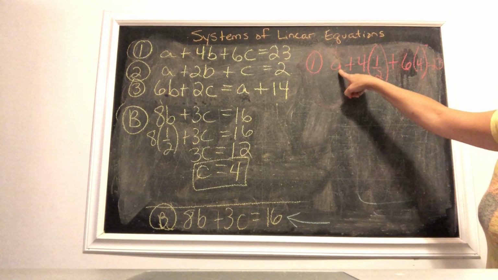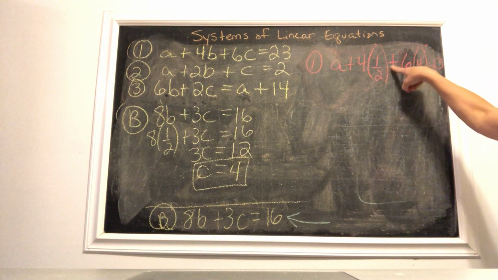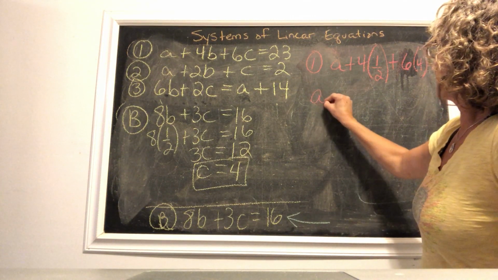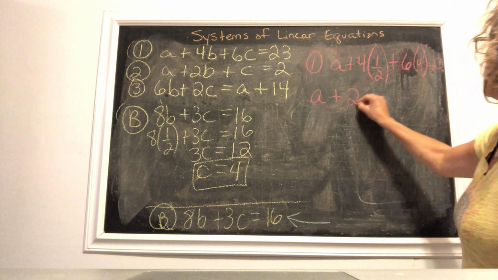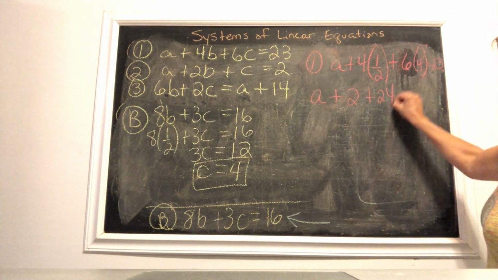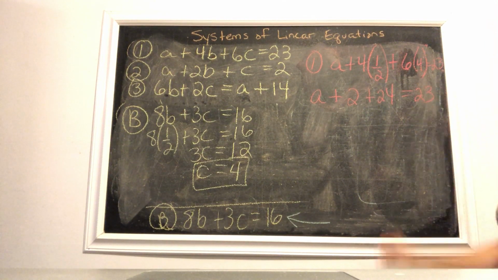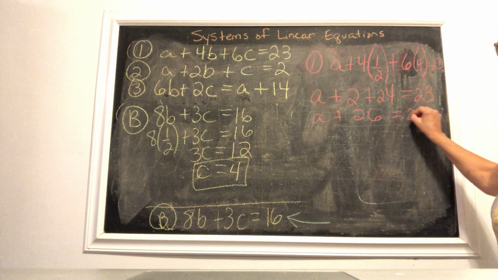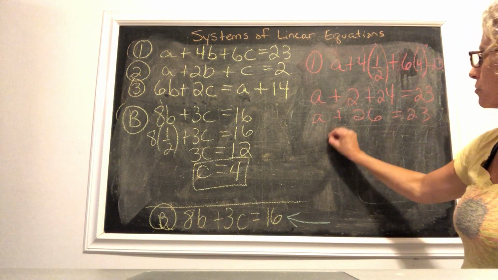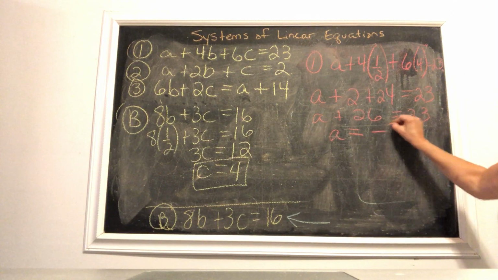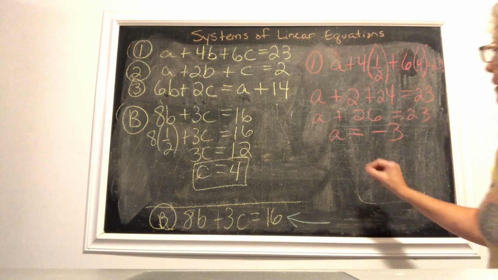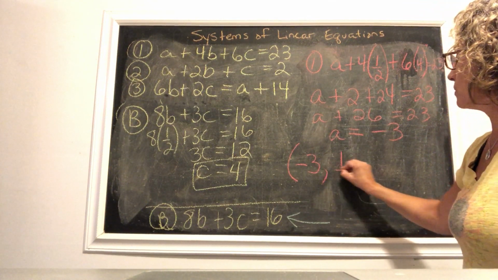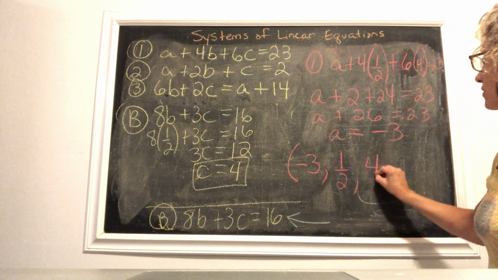Okay, so A plus 4 times B plus 6 times C equals 23. A is my only variable. Half of 4 is 2. 6 times 4, 24. 24 and 2 is 26. And if I subtract 26 from 23, on both sides I get -3. Okay, so my answer here complete is A is -3, B is 1/2, and C is 4.